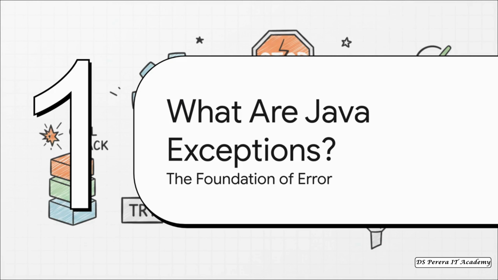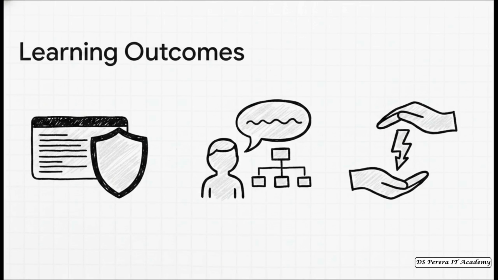Before we can even think about handling exceptions, we need to have a crystal clear understanding of what they actually are. Trust me, this is the foundation for everything else we're going to build on today. First up, by the end of this, you're going to be able to effectively use exceptions in your object-oriented programs. This means going way beyond just writing code that works sometimes. It's about building strong applications that can handle problems when they pop up.